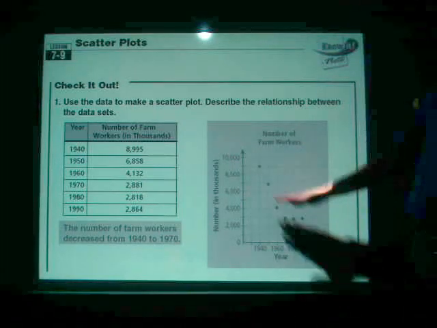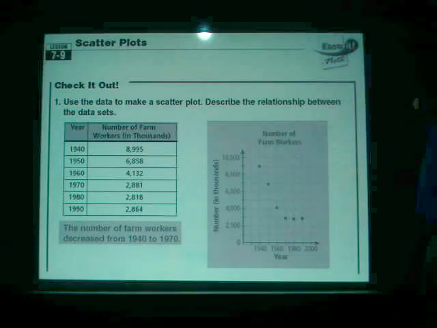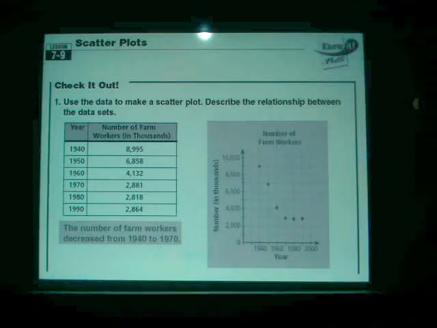However, very clearly, as we go through time, years are happening and these numbers are coming down. So this is a negative correlation or a negative relationship in that the number of farm workers is very clearly decreasing over time. Perhaps not always, but overall, if we look at 1940 to 1990, very clearly the numbers have gone way, way down.